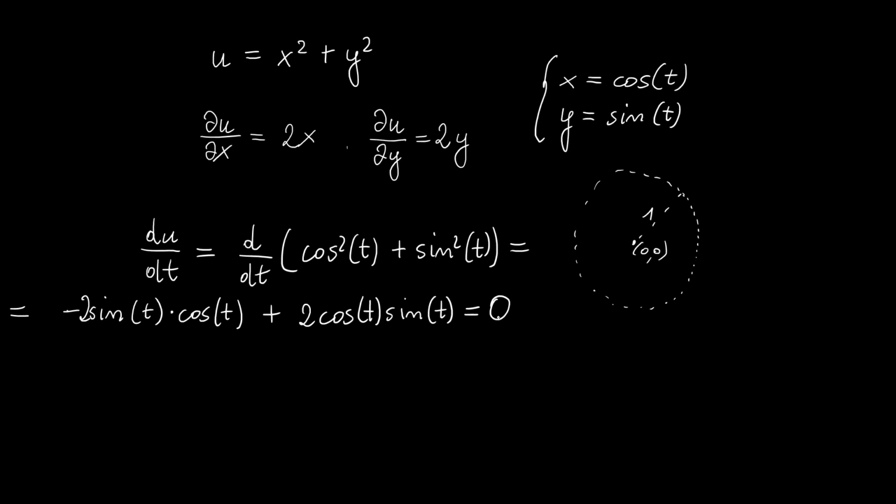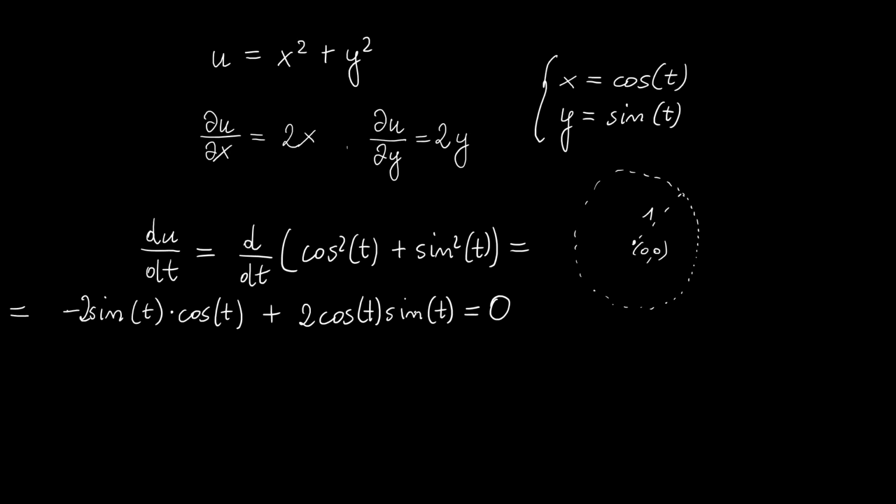So that simply means that when the point is circling, the derivative of u with respect to t is 0, and this is for a very good reason, because u is a square of the radius, and radius is constant, so u is constant during this movement, therefore its derivative is 0.